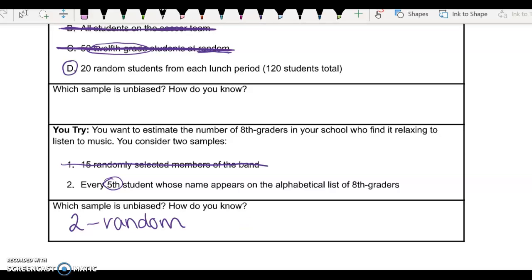It should say random sample, sorry. We picked them at random, and so therefore it's a random group. We don't know anything about those students. We don't know any background knowledge, and therefore it is unbiased.